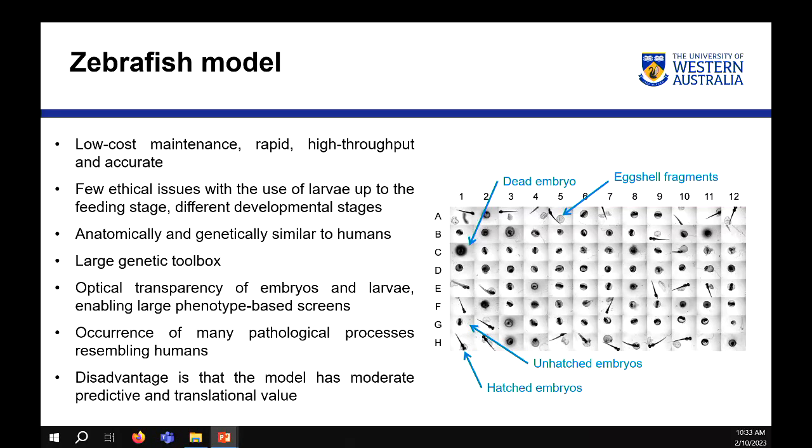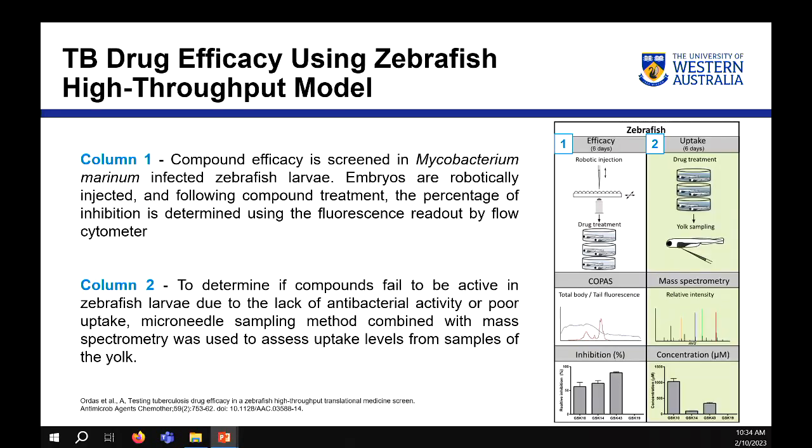There is the occurrence of many pathological processes that resemble humans. However, the disadvantage is that it has only a moderate level of predictive and translational value. We are only starting to discover this now because drug screening is coming through the model, and then we can see where the ins and outs are of the model. So it's only moderate. But it has been used.